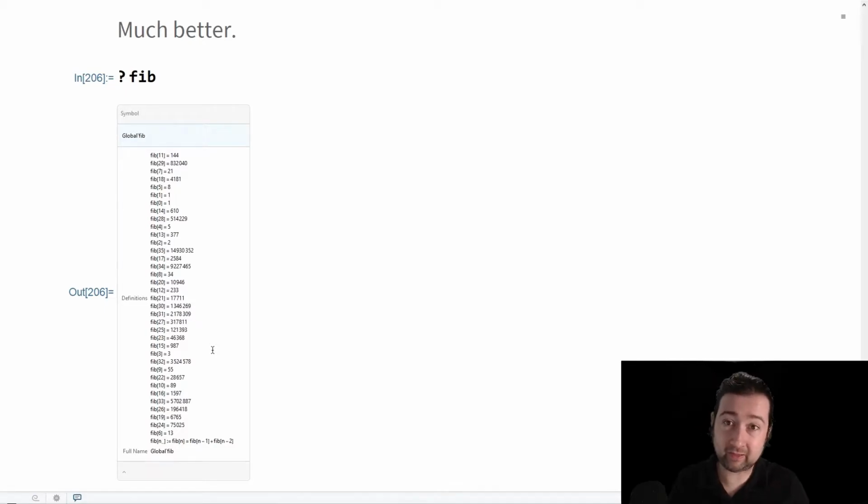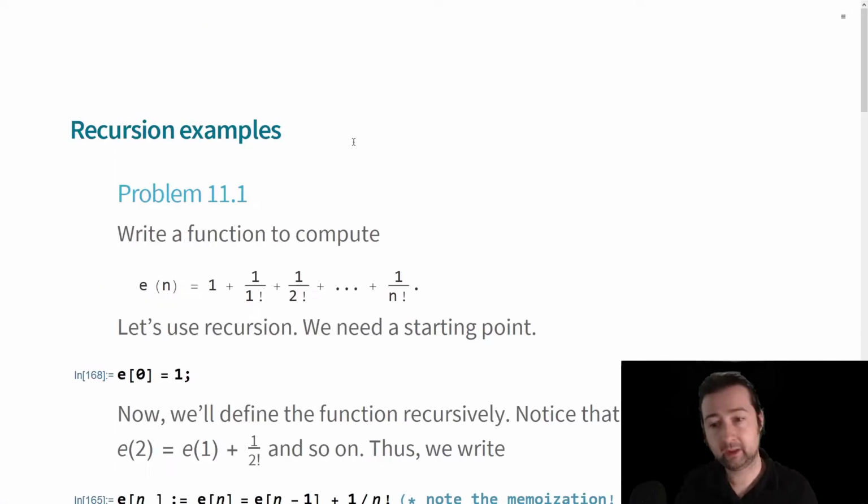So now Mathematica is carrying around in memory all of these values of the Fibonacci numbers that it can just call on when it needs to. So let's look at some examples of recursion that are not just the Fibonacci sequence. The first thing is, let's look at an example we've actually computed 2 different ways already, which is a function to produce the sum of 1 over the factorials. And this is called en, of course, because this sequence ends up converging to the number e in the limit.